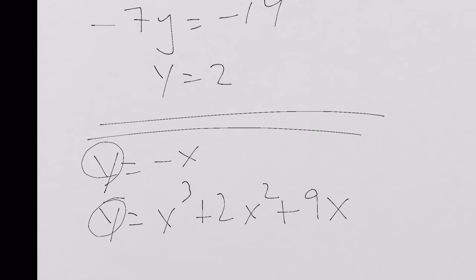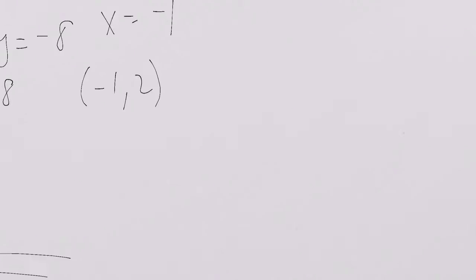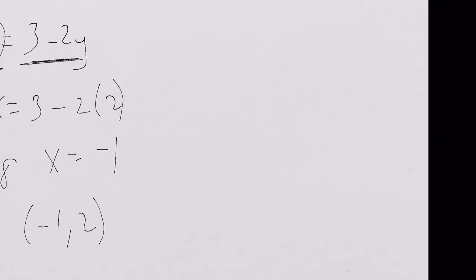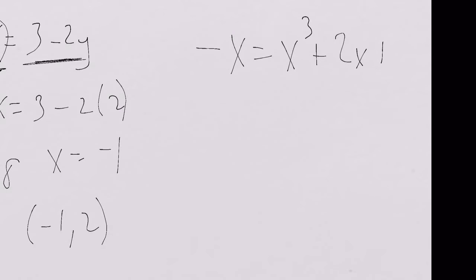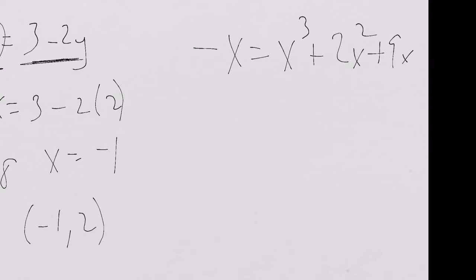substitute what y is? It's negative x. And so I get this other equation. That other equation would be negative x equals x cubed plus 2x squared plus 9x. And this is what we'd be solving.